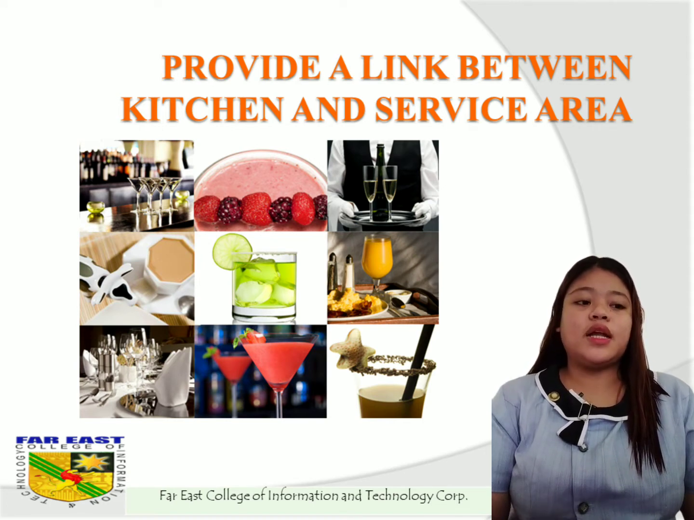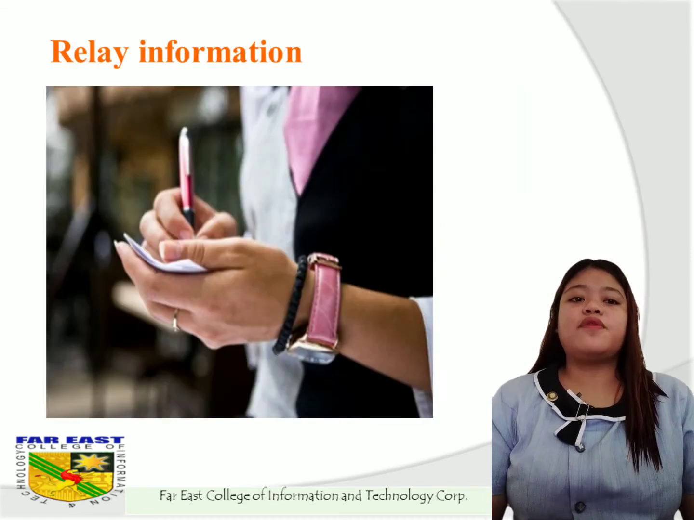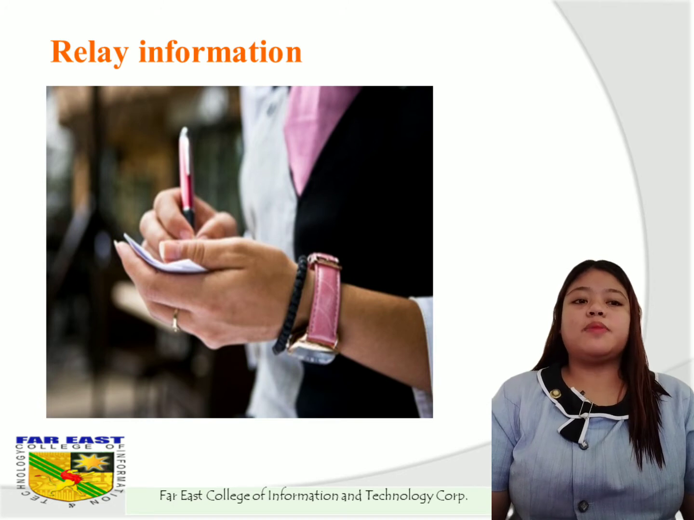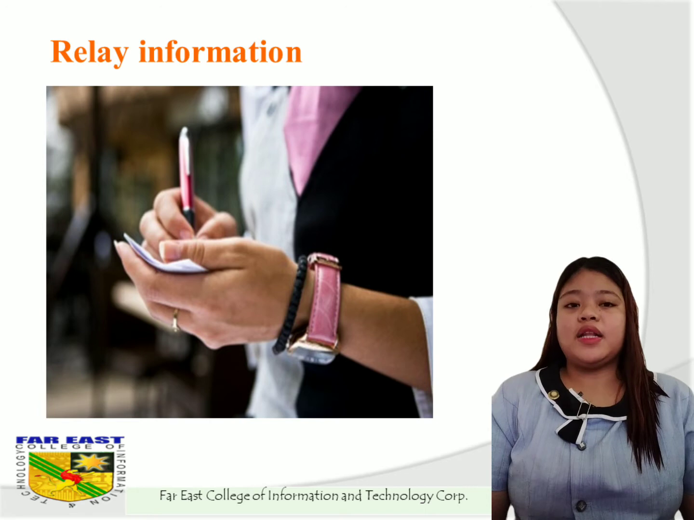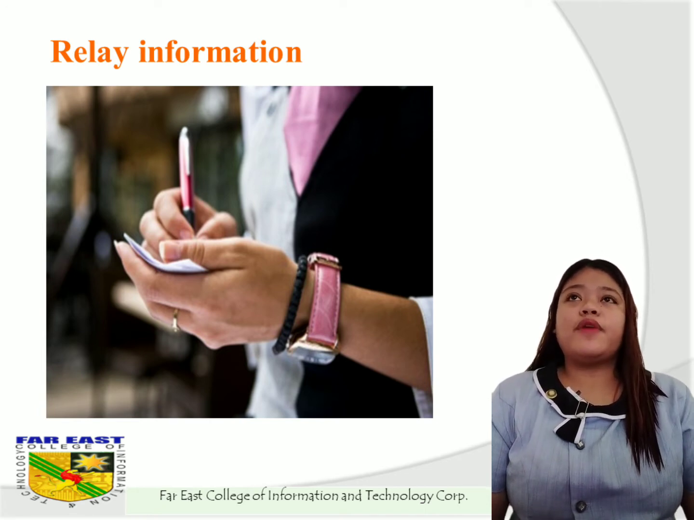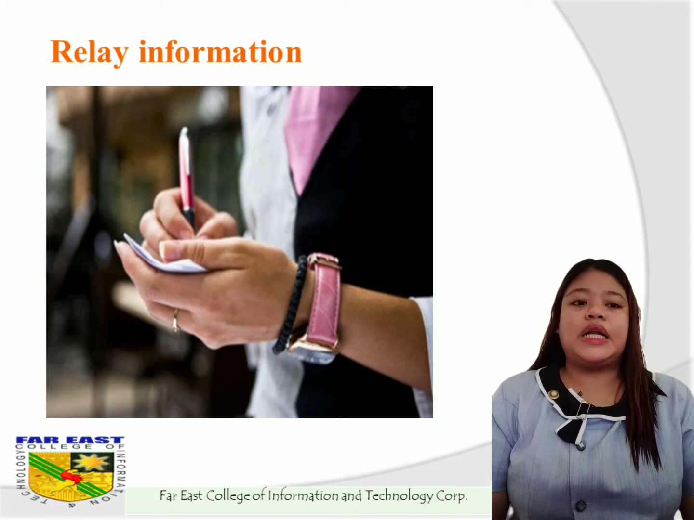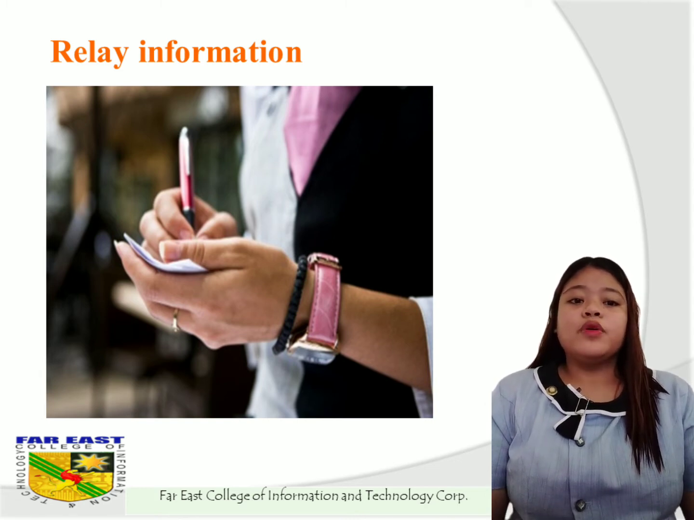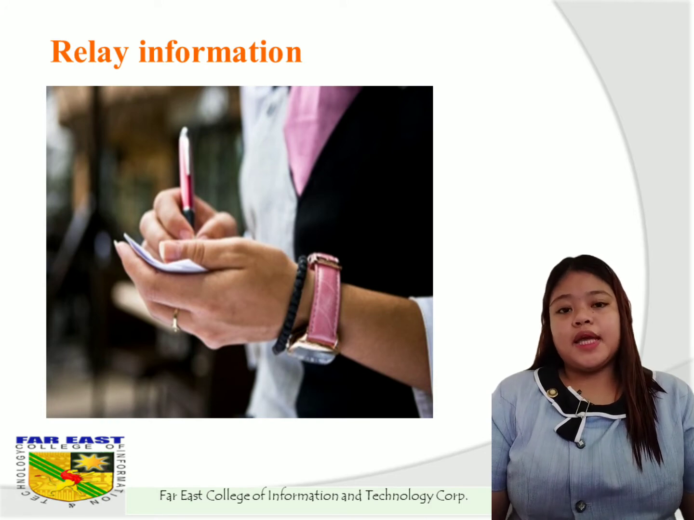So, the first lesson or first topic that we will study: relay information in a clear and concise manner using appropriate communication techniques. In food and beverage services, communication is critical in providing a link between kitchen and service area. This section provides a context for providing a link between kitchen and service areas, gives examples of information which may need to be relayed, identifies the staff who may be involved, and presents appropriate techniques.